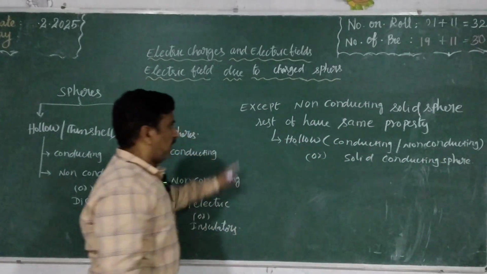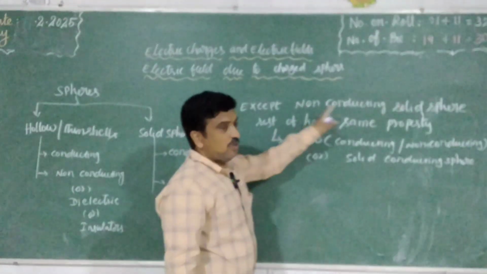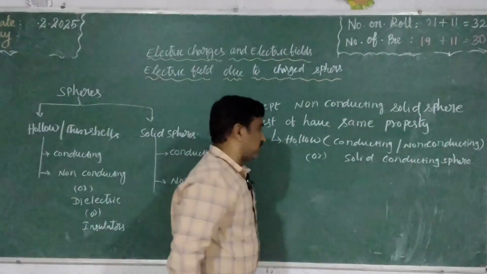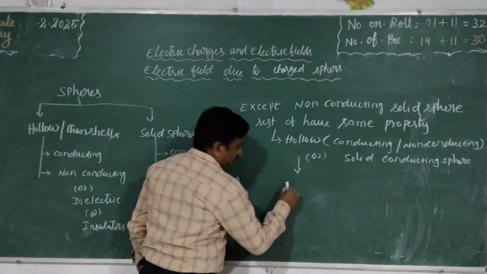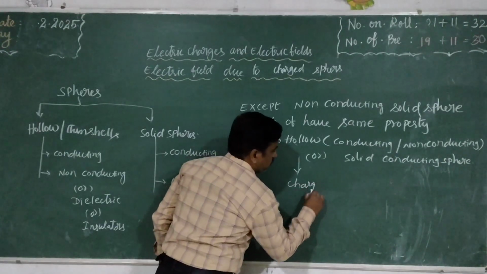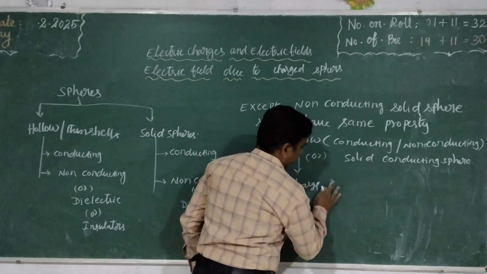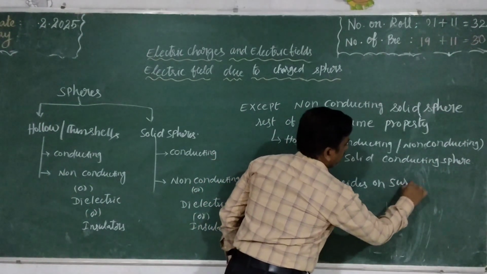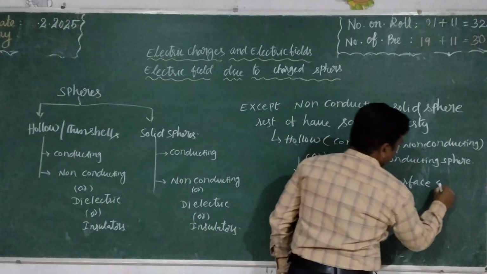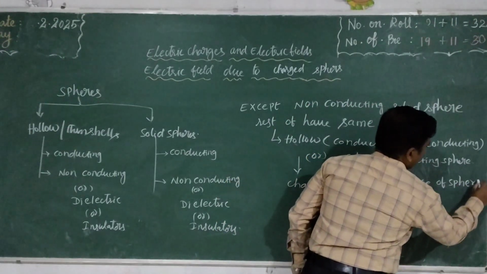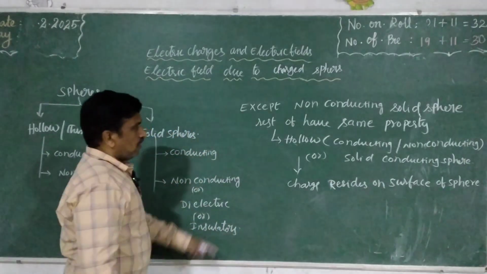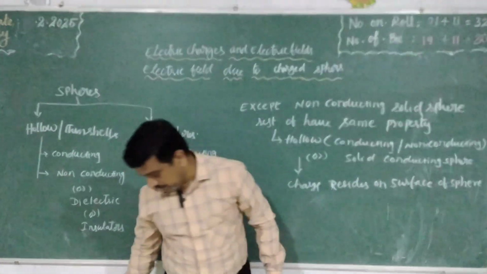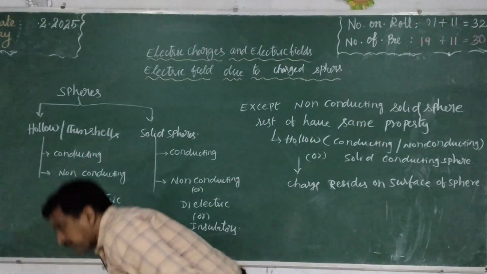See here, except the non-conducting solid sphere, the rest have the same property. What are the rest? Hollow conducting, non-conducting, or solid conducting sphere. What is the property they have? Charge resides on the surface of the sphere. For hollow and solid conducting spheres, charge will reside on the surface of the sphere.